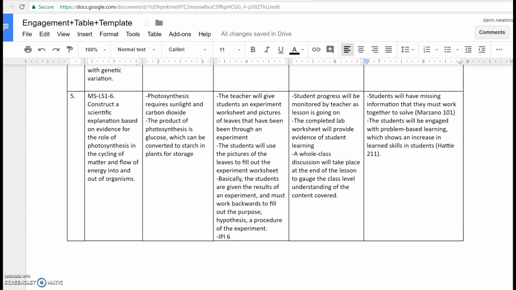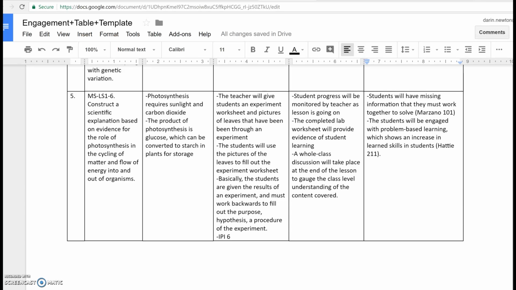With this activity, students are given pictures of leaves that have gone through kind of this experiment. Either light is taken away or carbon dioxide is taken away, and they see the results of that. They're given an experiment sheet that they have to fill out kind of backwards. They are given the results of the experiment, those pictures, and then they have to fill in the experimental sheet working backwards. They need to come up with the purpose, the hypothesis, the materials, and the procedure for the experiment that was done.